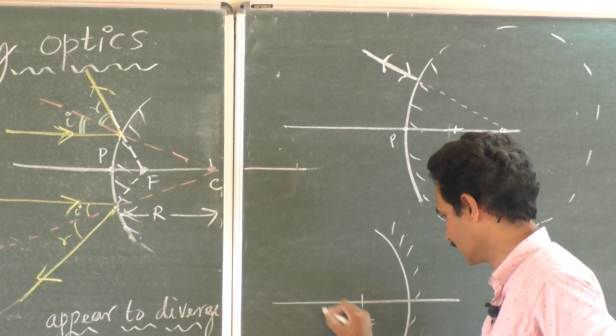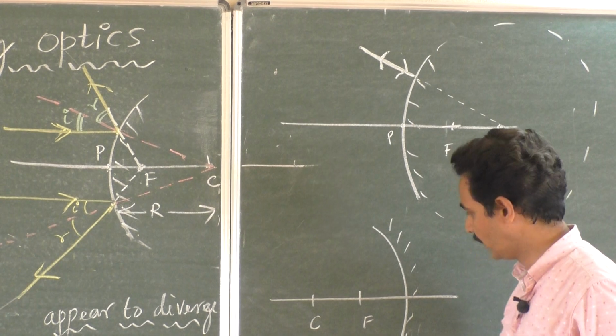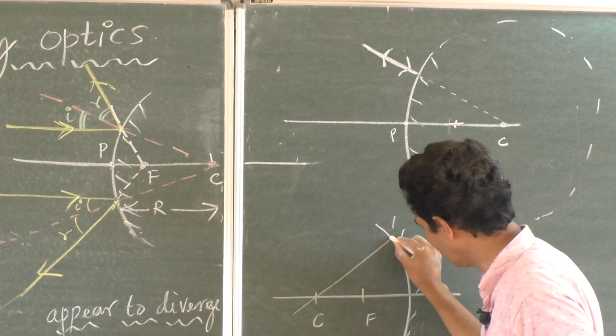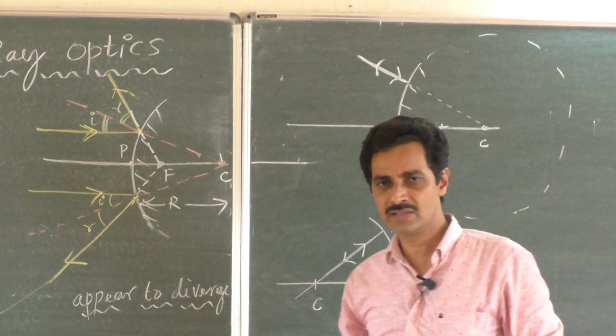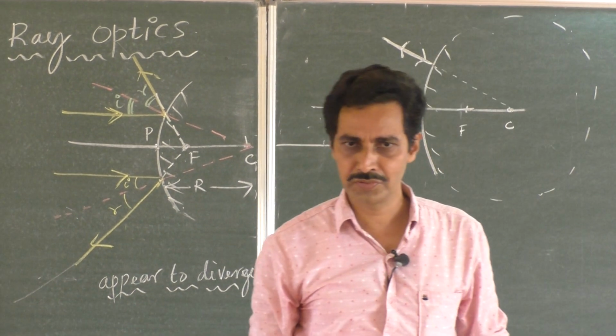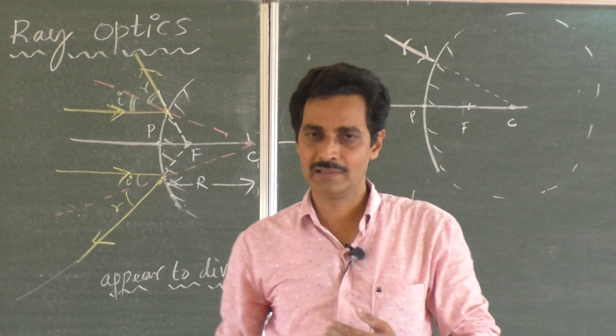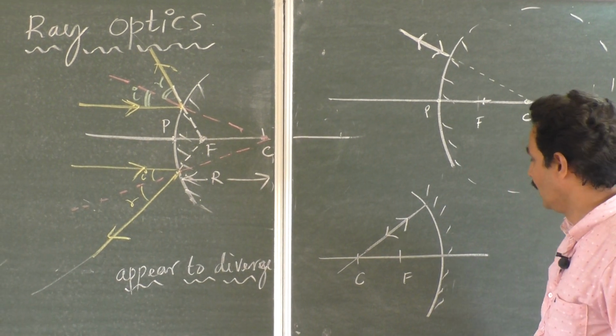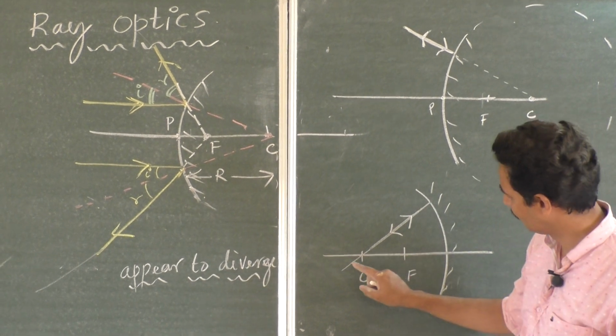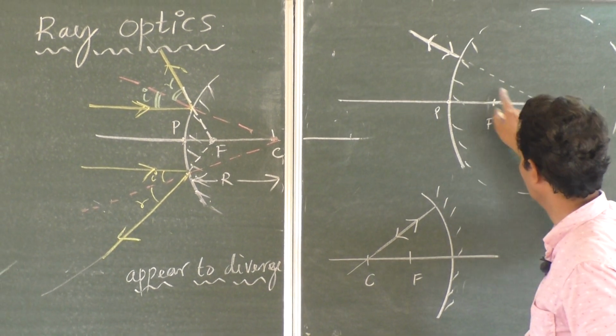This is the focus, this is the center, and any ray of light along this center gets reflected back. So you must be very aware of all these rays of light. You must know immediately what happens to such and such a ray, otherwise you can't trace the rays of light, trace the image.